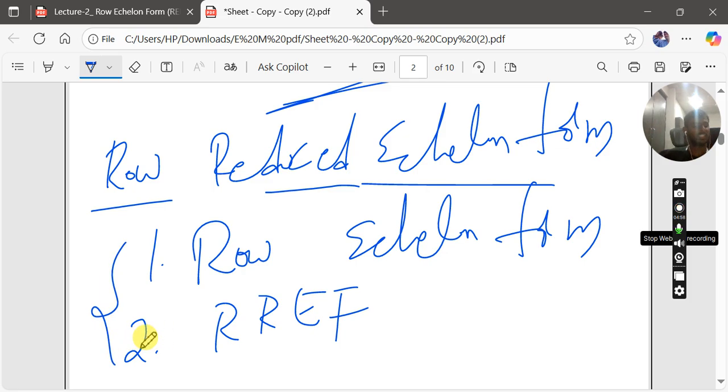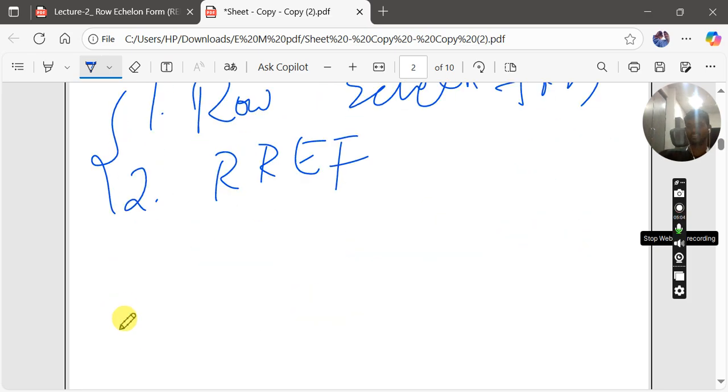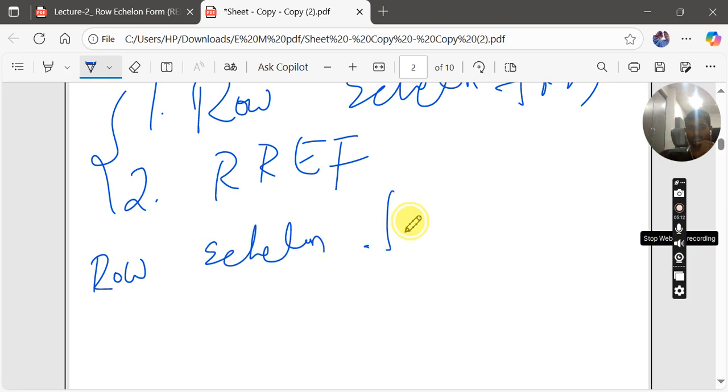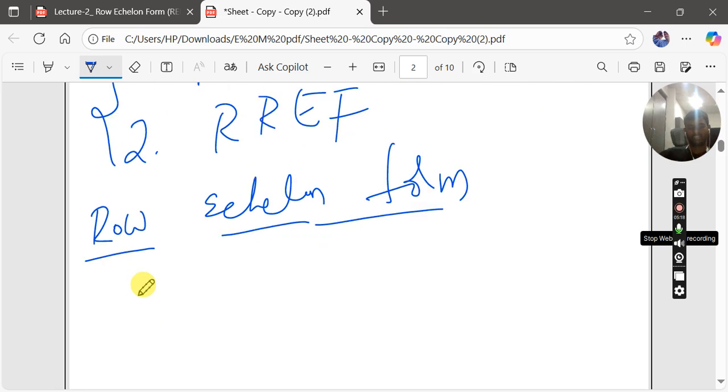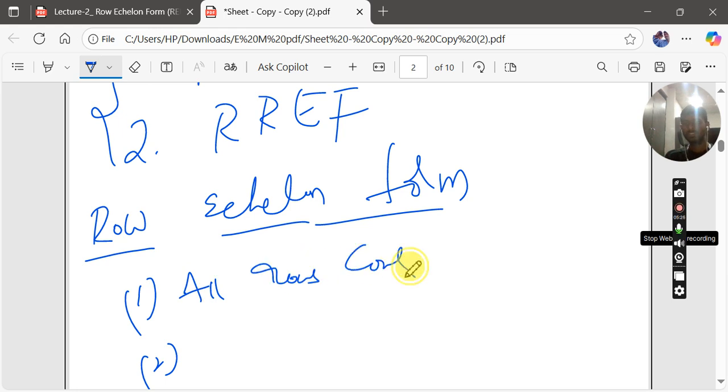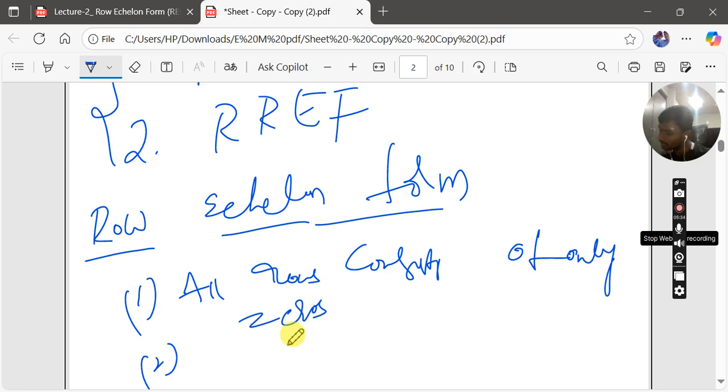Now, for any matrix satisfying row echelon form or row reduced echelon form, some properties are there. First we will discuss row echelon form, then we will move to row reduced echelon form. First we will see row echelon form. There are some properties. Property number one: all rows consisting of only zeros are at the bottom of the matrix.